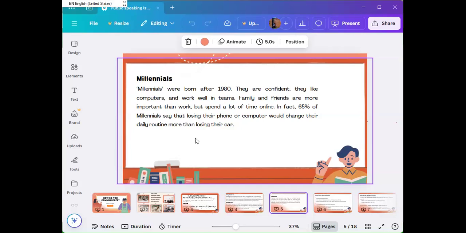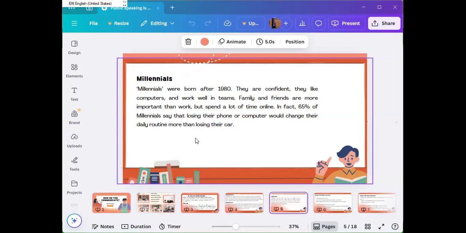They are really familiar with the internet, computers, and some kinds of technology. That's why they work well in teams, and family and friends are more important than work. But they spend a lot of time online because they are really familiar with the internet. Their parent generation was also already familiar with the internet, computers, games, and satellite TV.